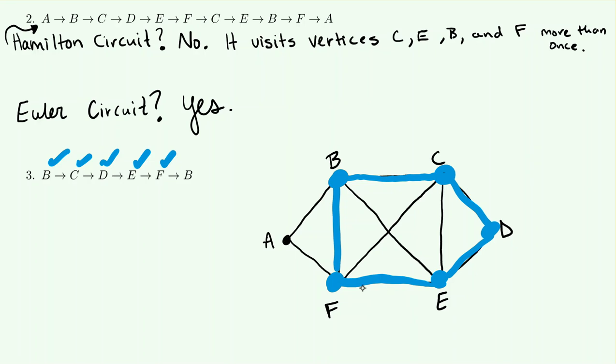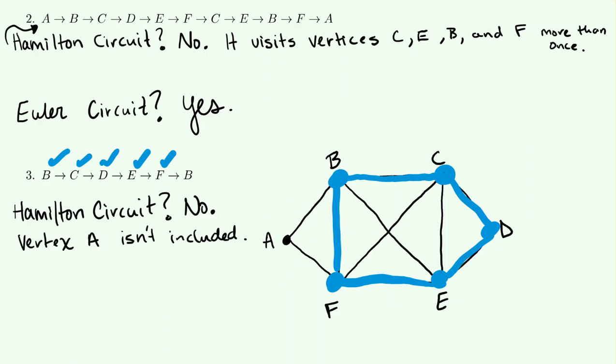This is a circuit because it goes along allowable edges only one time, and it does go back to the starting point. But it's not a Hamilton circuit because as we trace this out, we saw that we never visited the vertex A. So this would not be a Hamilton circuit because vertex A is not included. So we know that this does not represent a Hamilton circuit, and it also does not represent an Euler circuit because we can clearly see that these edges are not even included in the path. So it's also not an Euler circuit.